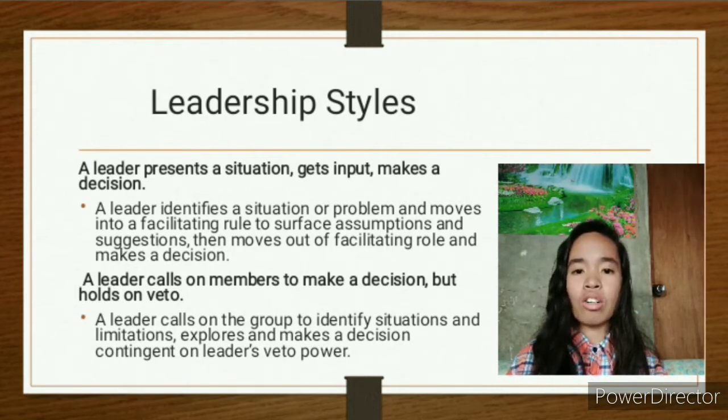A leader calls on members to make a decision but holds a veto. A leader calls on the group to identify situations and limitations, explore, and makes a decision contingent on the leader's veto power.